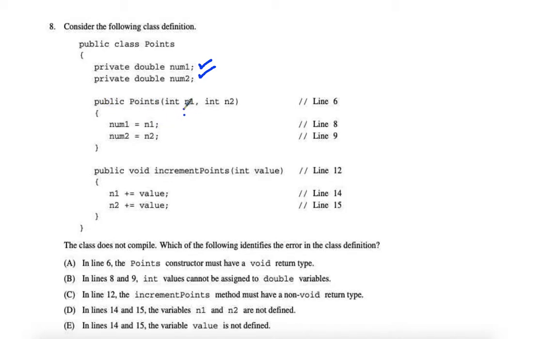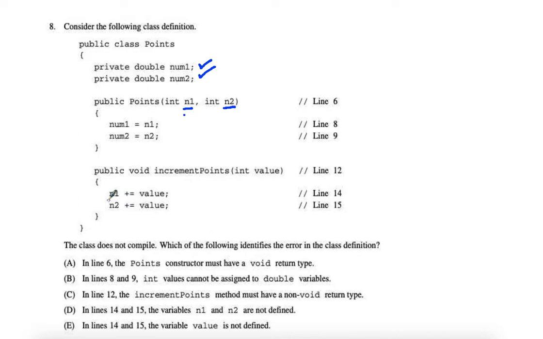Now we also have these parameters here, and this is what the question is asking about, called n1 and n2. Those are only visible inside the points constructor. So you can't access any variables called n1 and n2 from outside of that constructor.